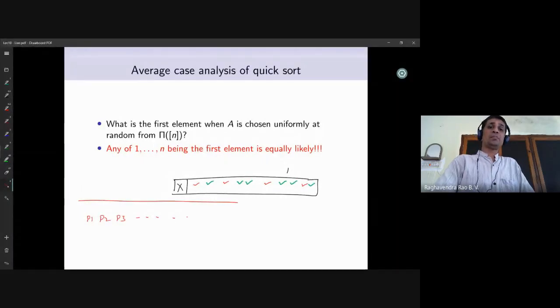But for practical purposes, a deterministic algorithm is deterministic. It does not use any randomness. A randomized algorithm uses random bits.